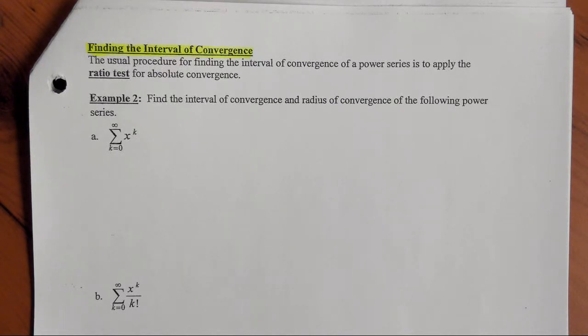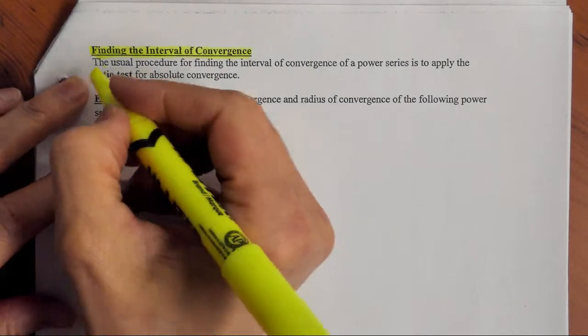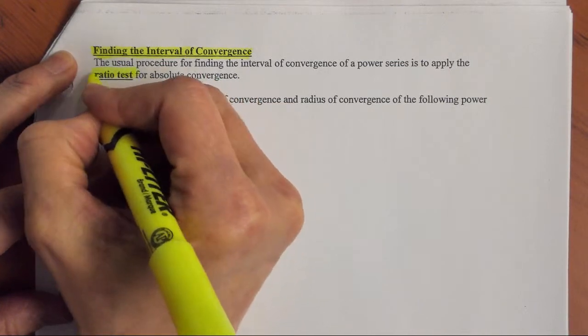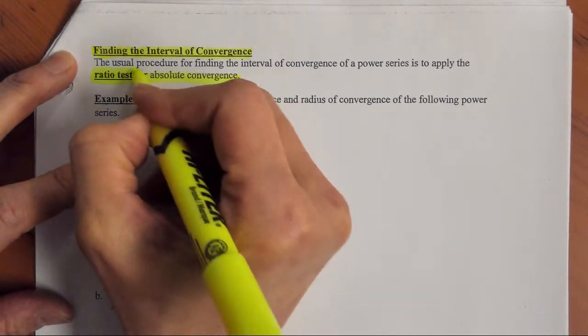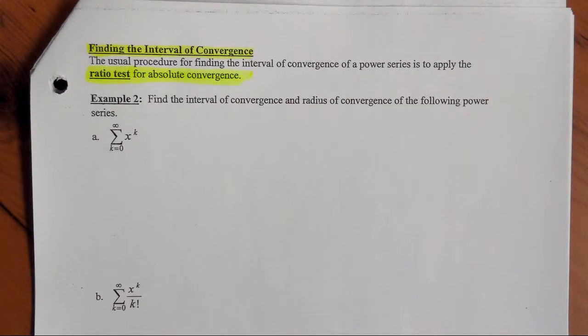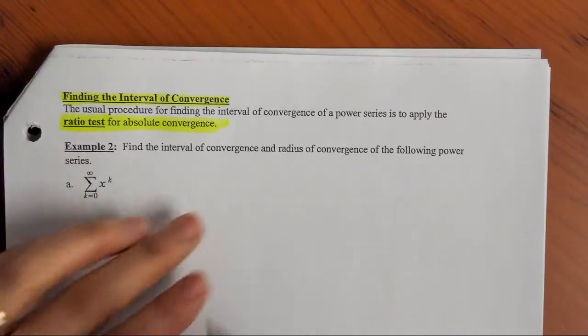The usual procedure for finding the interval of convergence of a power series applies the what? Ratio test for absolute convergence. All right. This is actually very good news because, don't you love it when there's just one way to do something? And this is the case. Okay, so let's state what that is.